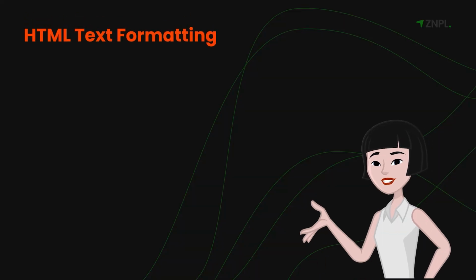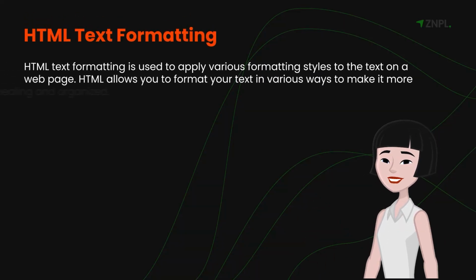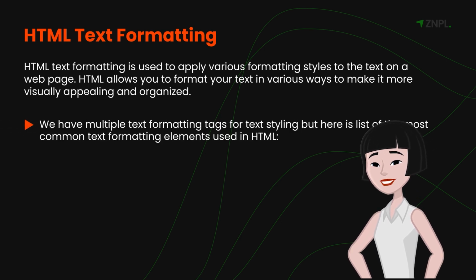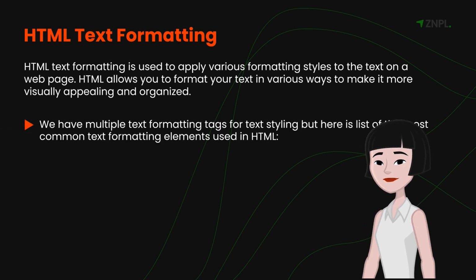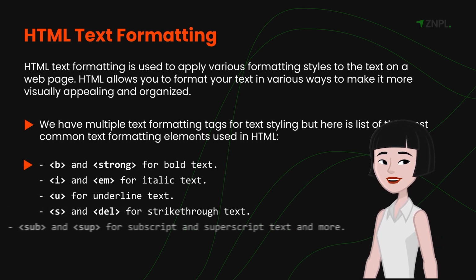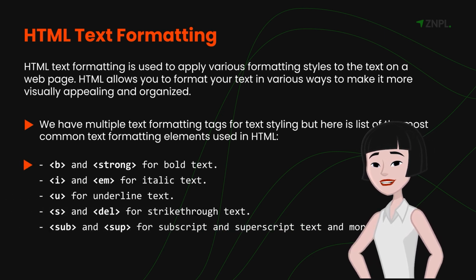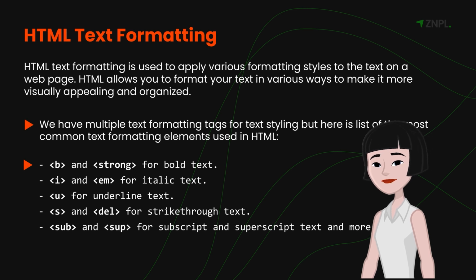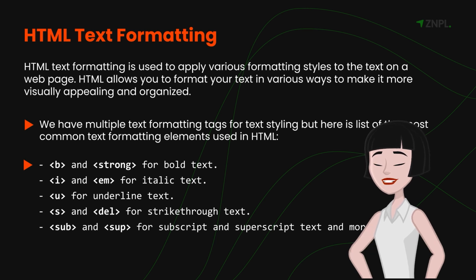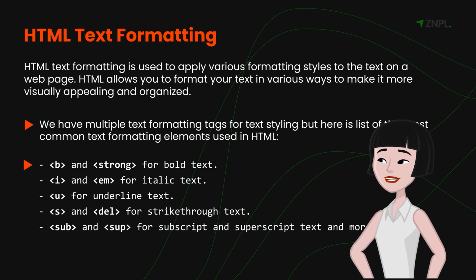What is HTML text formatting? HTML text formatting is used to apply various formatting styles to the text on a web page. HTML allows you to format your text in various ways to make it more visually appealing and organized. We have multiple text formatting tags for text styling, but here is a list of the most common text formatting elements used in HTML.